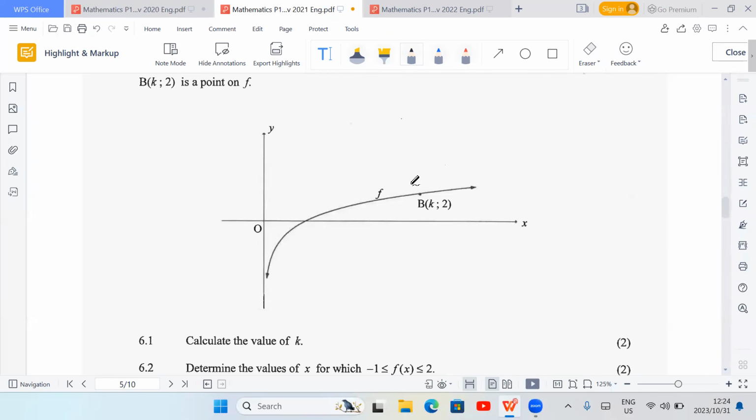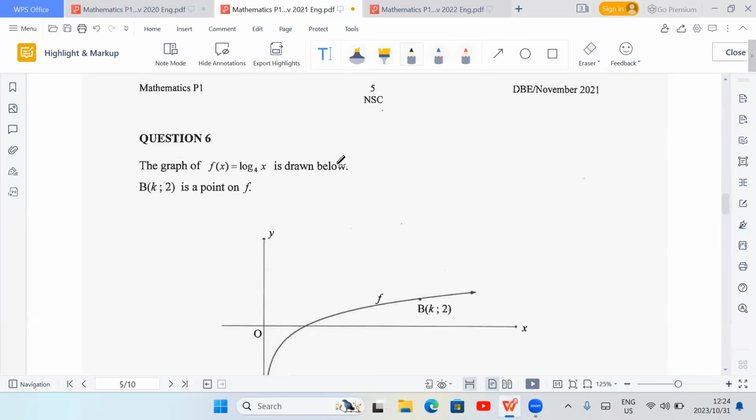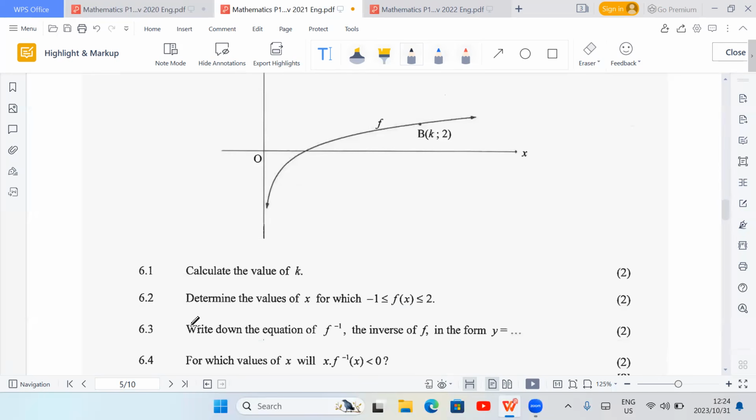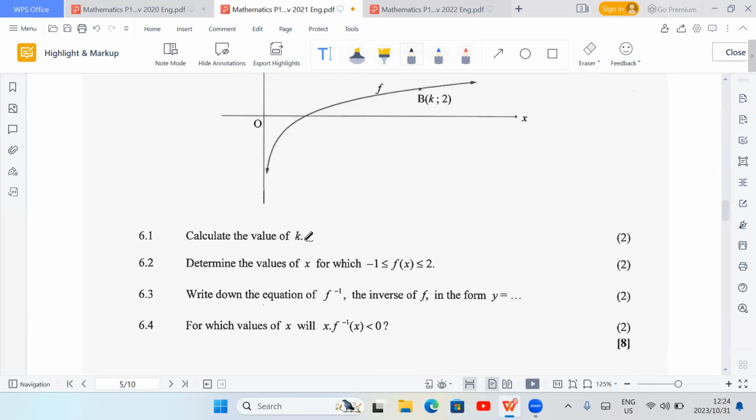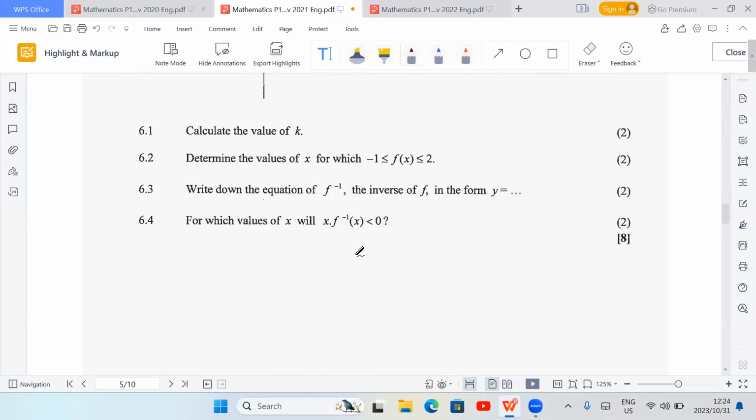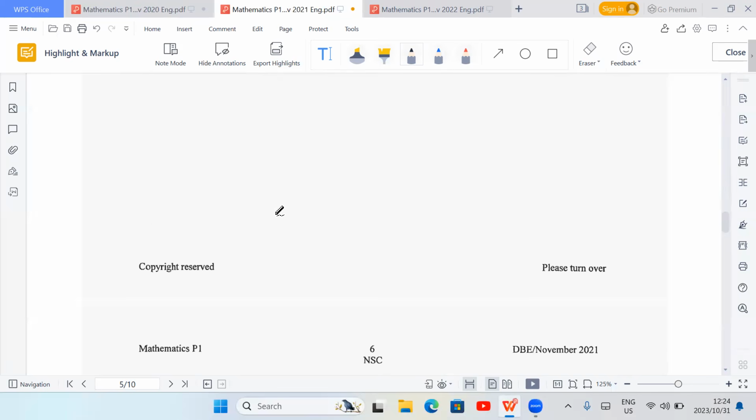Then again, question 6, you see, this time we are given a logarithmic graph. Remember, I told you they can give you log and then you need to relate it to exponential, or they give you exponential, you need to relate it to log, right? So either way, it will be exponential and log, right? So you can also have these ones. Here they're speaking about the inverse. The inverse is obviously the exponential graph.